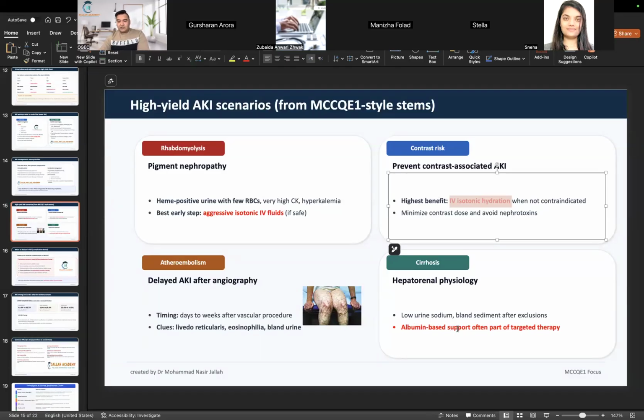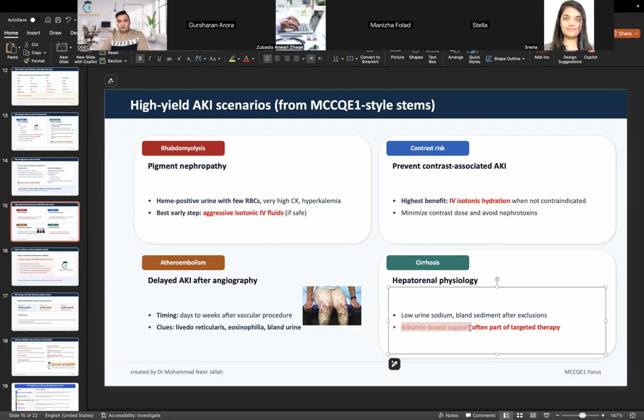So for the hepatorenal syndrome, remember, if they want to test you, they will test you on this one. They give you a scenario about somebody who has, let's say, liver cirrhosis. Now the patient has acute kidney injury. So what is the best treatment? It will be albumin. Okay, albumin.